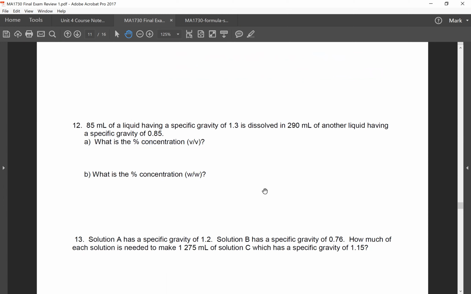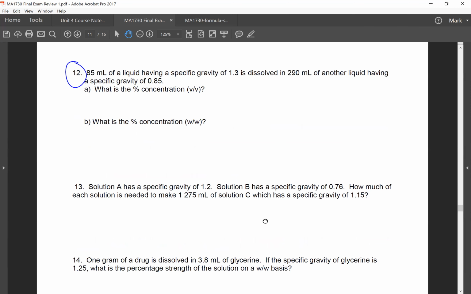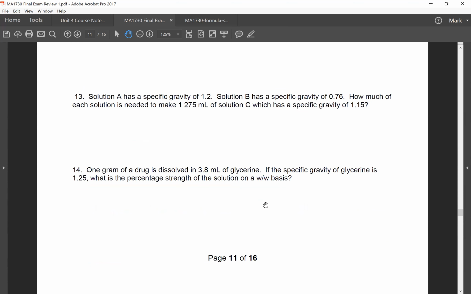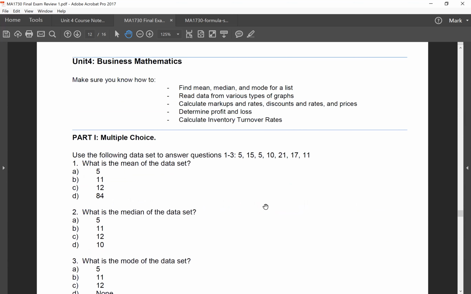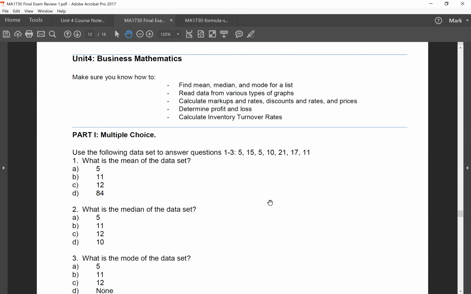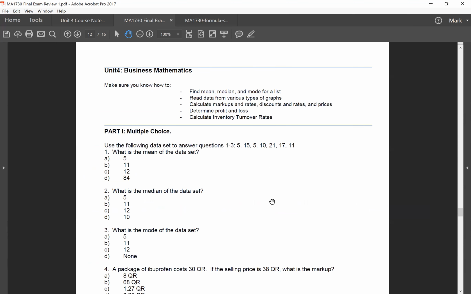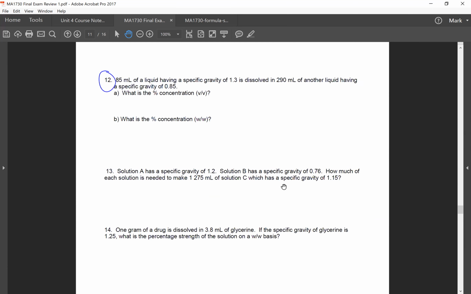Like number 12, for example, the number 12 I showed you how to do today on your test. So you might see something like number 12 again. Yeah. I haven't tested you on chapter 4. For number 4, this chapter is very, very good practice.